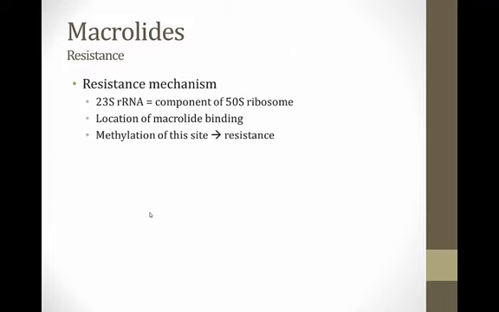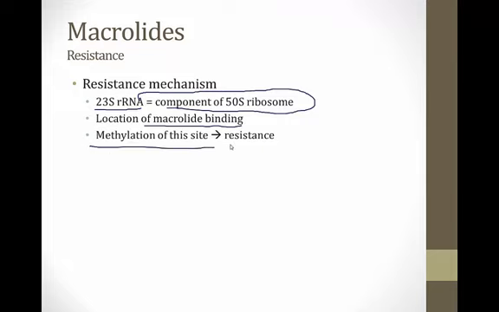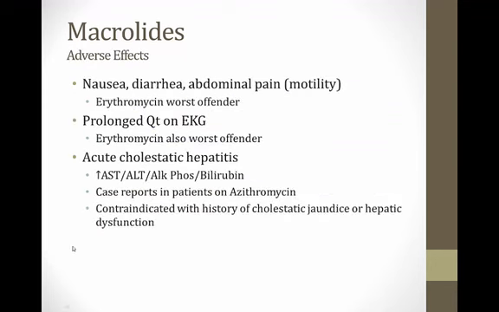The way bacteria become resistant to macrolides is they alter something called the 23S rRNA. This is a component of the 50S ribosome, and this is the location where macrolides bind. So bacteria will find a way to methylate this site, and then the macrolide won't bind and the bacteria will become resistant. Some of the side effects of these drugs include nausea, diarrhea, and abdominal pain.